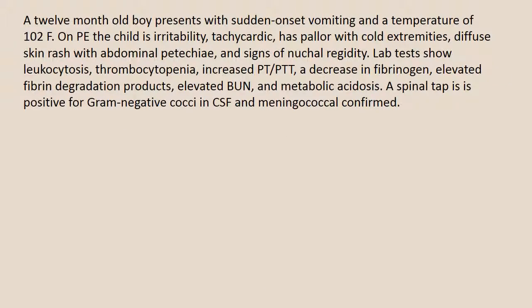The next vignette is a presentation that you might see with our next coagulopathy. A 12-month-old boy presents with a sudden onset of vomiting and temperature of 102 degrees Fahrenheit. On examination, the child is irritable, tachycardic, has pallor with cold extremities. There is a diffuse skin rash with abdominal petechiae and signs of nuchal rigidity.